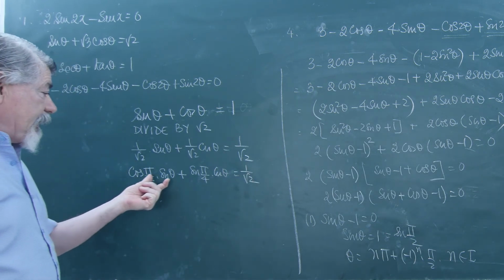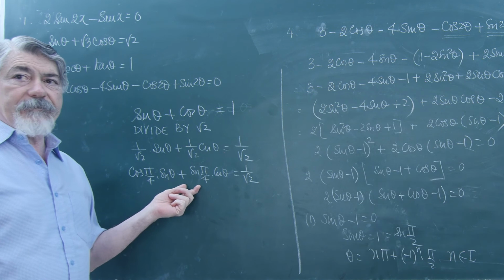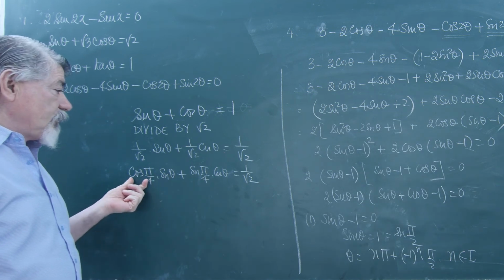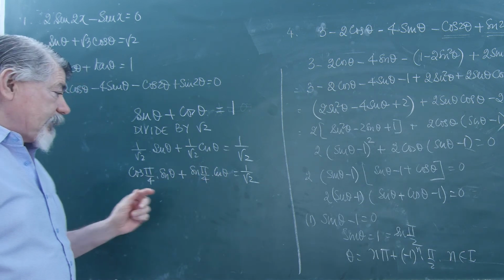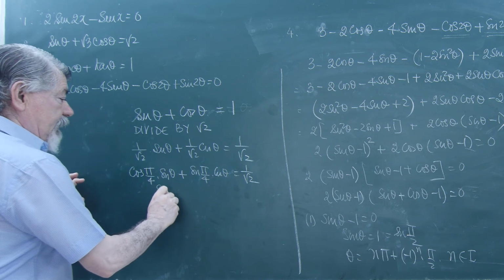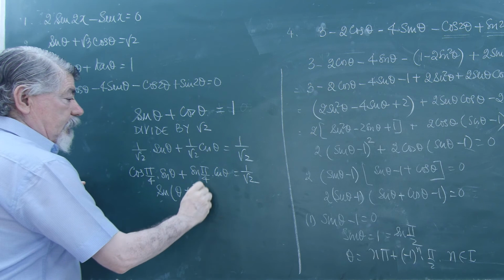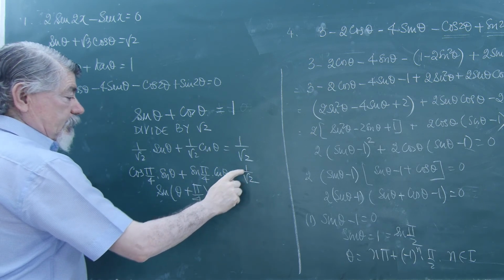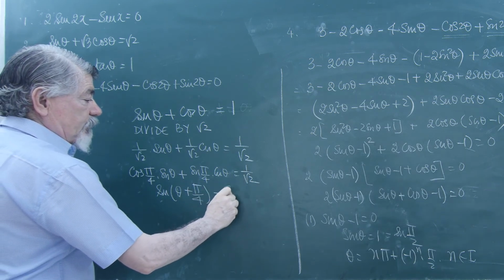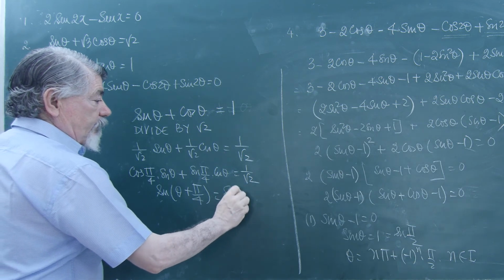It will become sin A cos B plus cos A sin B. So it can be sin of theta plus pi upon 4 is equal to, again because we are taking sin, I will take it as sin 45.